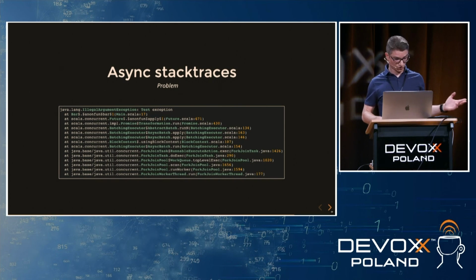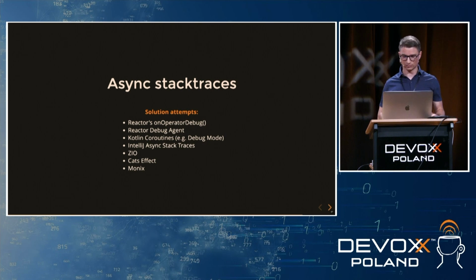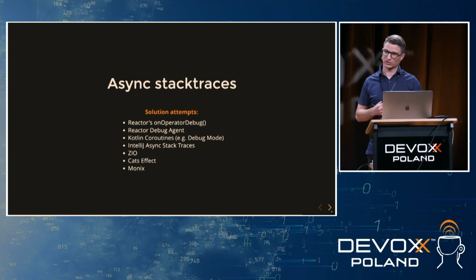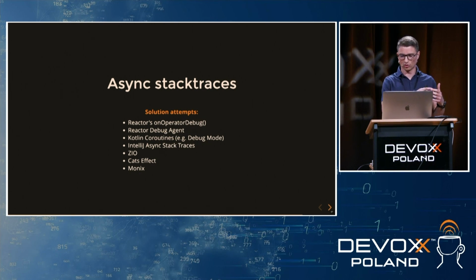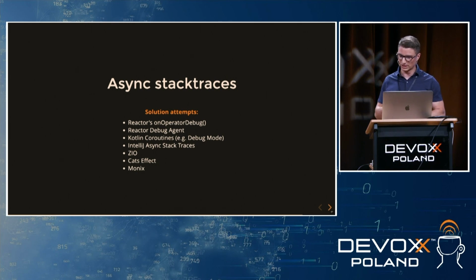You could imagine how much information we lose when we have a complex asynchronous application. The question is, can we do something about it? And yes, we can. There are many attempts to solve that problem. Some solutions try to solve it at the level of their operators, like at the level of streaming. For example, this is what Project Reactor is doing with its operators. Kotlin tries to solve the problem at the level of coroutines. We also have a solution that is part of the IDE, which is IntelliJ async stack traces. And in Scala, we have 3 main implementations of asynchronous stack traces, and I will show you an example of one such solution.